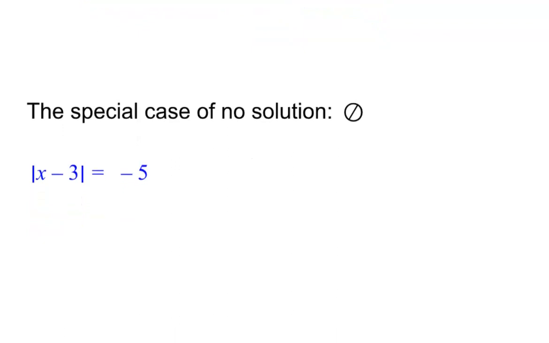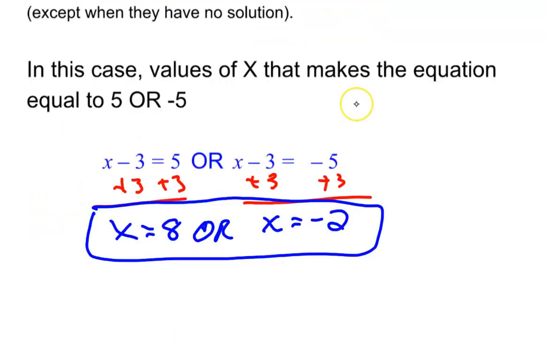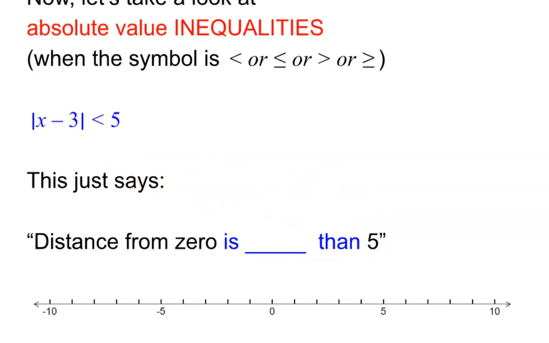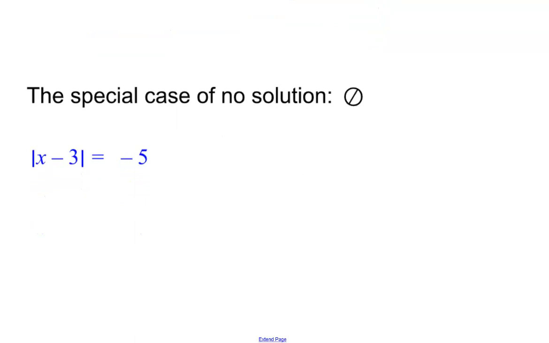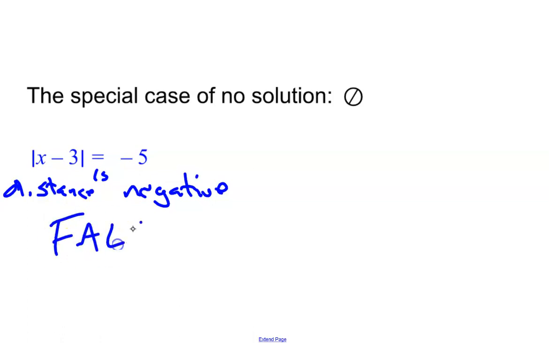There are the special case situations when there's no solution, and that is simply when the absolute value is equal to a negative number, or the distance is negative. Well, that's not true. The distance from me to you is never negative, so that's false. So our answer is no solution.